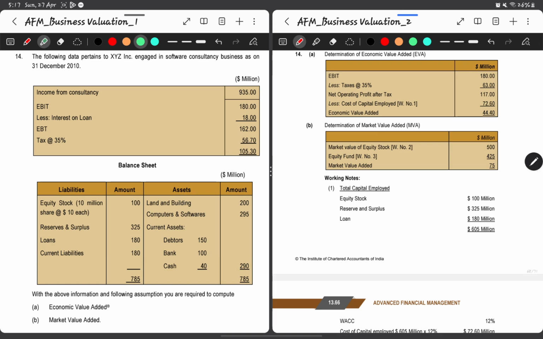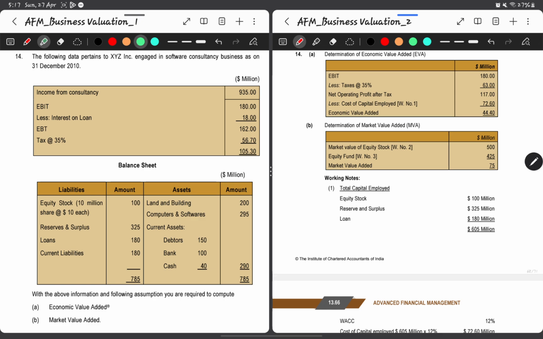So, Inc. is incorporation. That signifies it's a company incorporated outside India. Most probably in US. Like how in India we have limited, in US it will be Inc. Engaged in software consultancy business as on 31st December 2010. Company income from consultancy is 935 million and EBIT is 180.